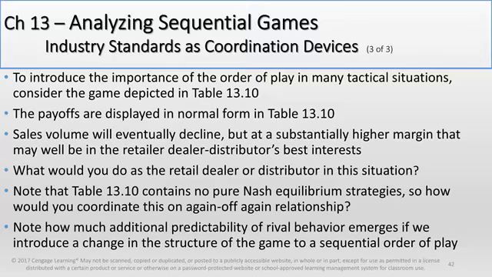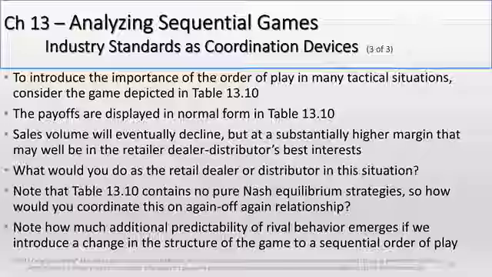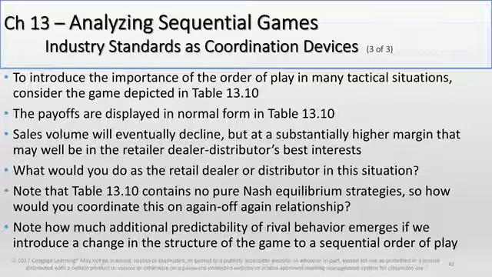To introduce the importance of the order of play in many tactical situations, consider the game depicted in Table 13-10. The payoffs are displayed in normal form in Table 13-10. Sales volumes will eventually decline, but at a substantially higher margin than may well be in the retailer's or distributor's best interests. What would you do as the retail dealer or distributor in this situation?